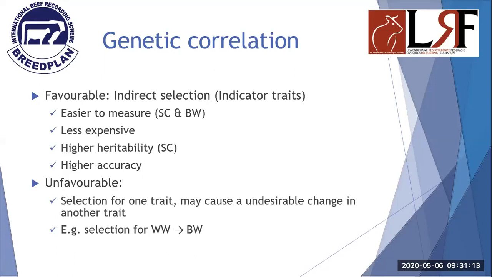It might be unfavorable. So for example, if you select for the one trait, there might be an undesirable change in the other trait. For example, weaning weight and birth weight. If you keep selecting for weaning weight, your birth weight will also increase, which might lead to calving difficulties.